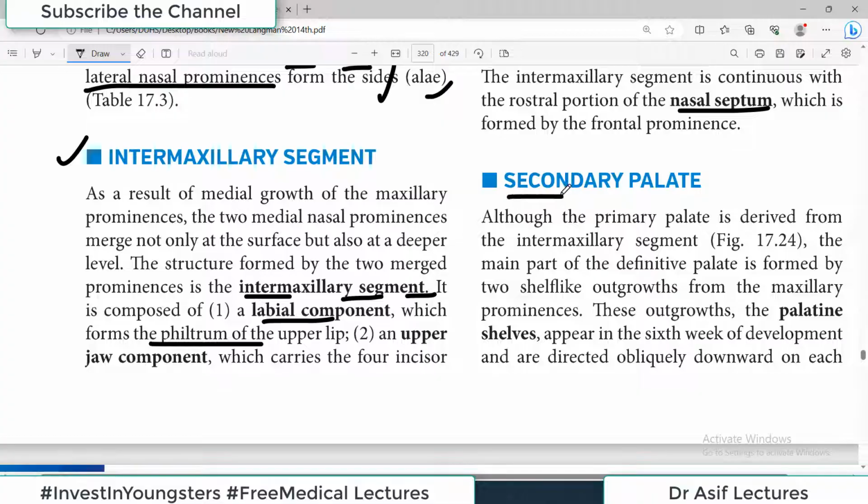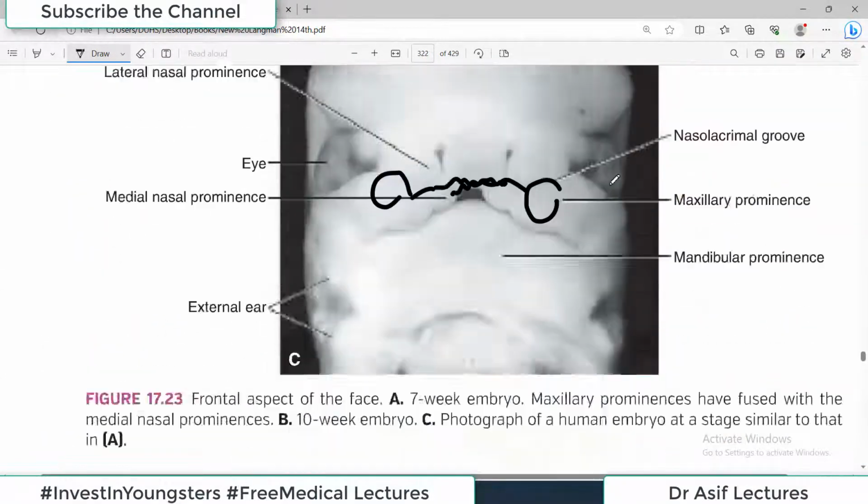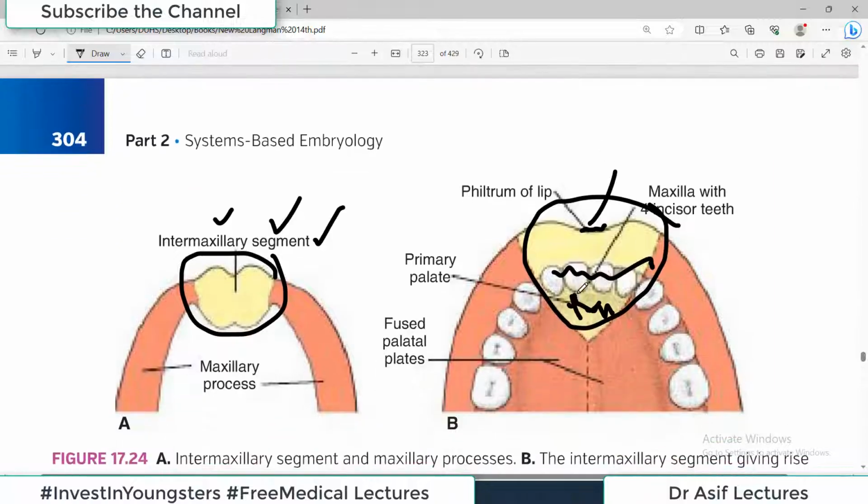Now the secondary palate, not the plate, palate is how we call it. Although the primary palate is derived from the intermaxillary segment, यानी palate का, hard palate का जो ये वाला part है, this is known as the primary palate, और जो पीछे वाला part है that is the secondary palate.